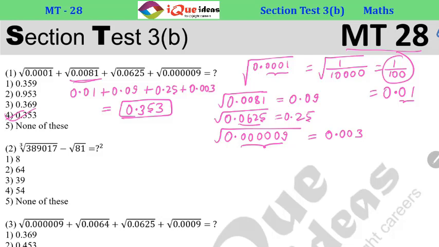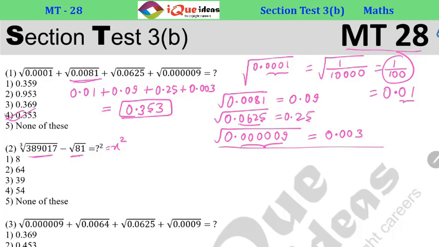Alright, now the second one, it says cube root of 389017 minus square root of 81 is the square of which number? Let's say it is x square. So we have to find the square root of this value. That means we have to find the value of x. Now, cube root of 389017.